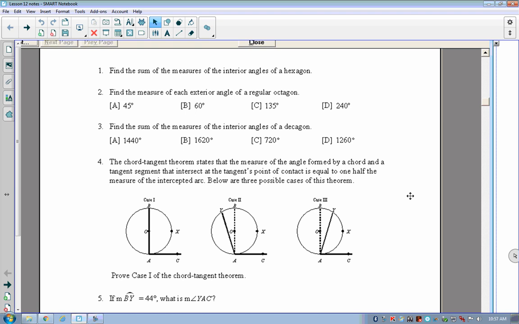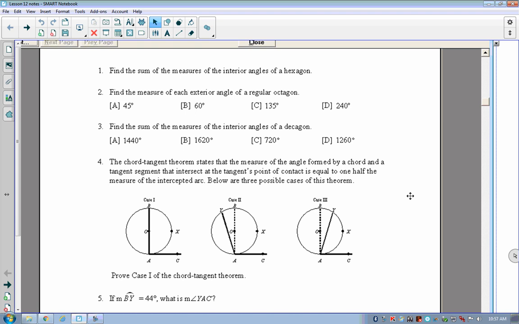All right, Lesson 12 here, what we're talking about is angles and diagonals in polygons and the proof of the chord tangent theorem. When we're talking about angles and diagonals in polygons, a polygon is a closed geometric figure that's made up of line segments, right? What's interesting is that we can split up a polygon into interior triangles. So you give me a shape and we can divide it into interior triangles.